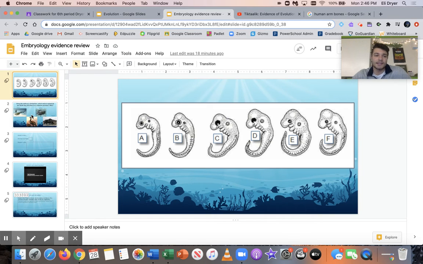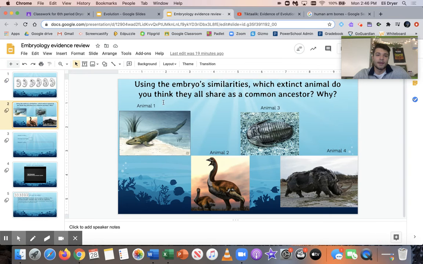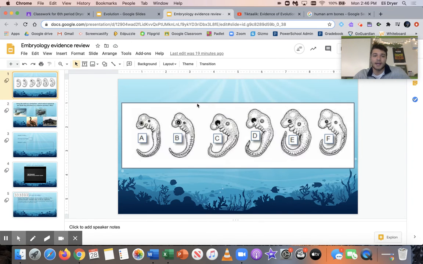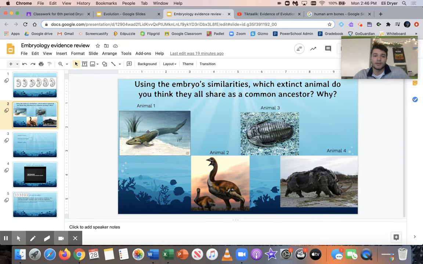And so we looked at this slide and we said, how can we use the similarities between the embryos to find what ancestor they all share? And so we watched this video, and it talked about a lot of stuff, but at the end of the day, it showed us that all of these animals are related. They all come from the common ancestor of animal one, and it's called Tiktaalik.